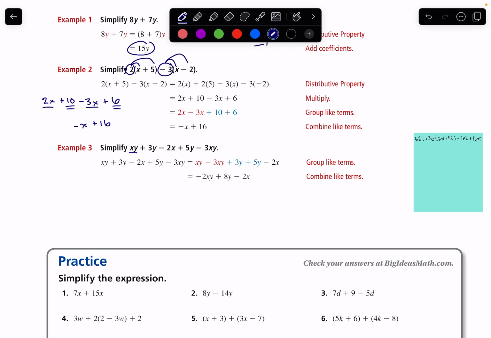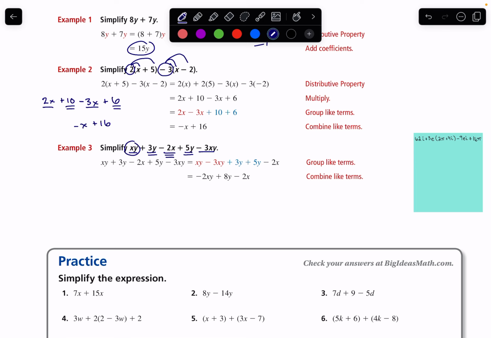So anything else with an xy, I'm going to put one line underneath it. And then my next term has only a y with it. So anything with just a y, I'm going to put 2 lines underneath it. And I'm left over with negative 2x, and it's all by itself. So I could put 3 lines if I want to. And then I just combine things together.